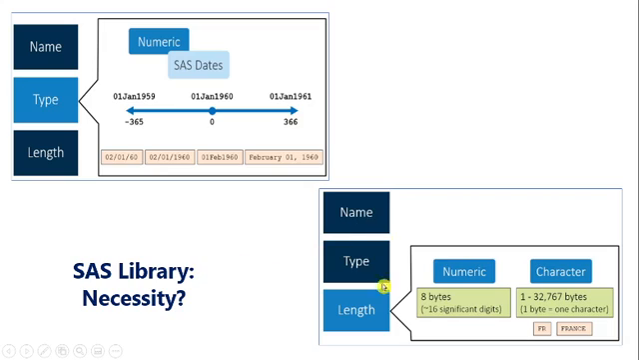Now you have the length of it. The numeric will have 8 bytes and the character have 32,767 bytes. One character is equal to 1 byte usually. So the numeric will have only 8 bytes. Within that it has to fit.